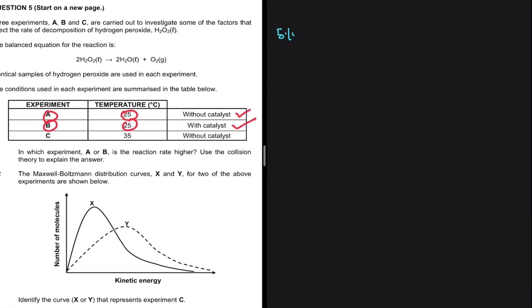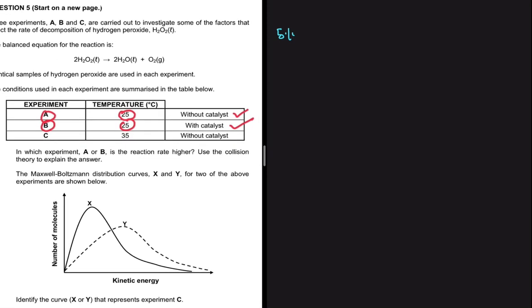In experiment A, we have 25 degrees Celsius and it is without a catalyst. And then in experiment B, we have 25 degrees Celsius, but now we have a catalyst. And the first question, 5.1, is saying in which experiment, A or B, is the reaction rate higher? Use the collision theory to explain the answer.